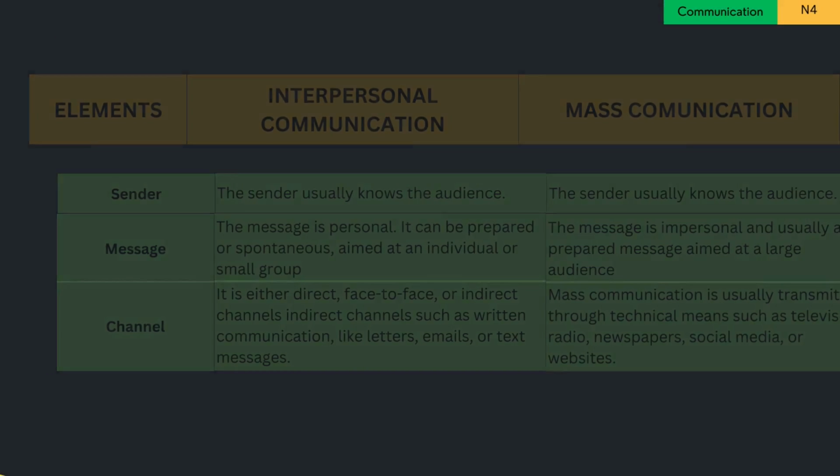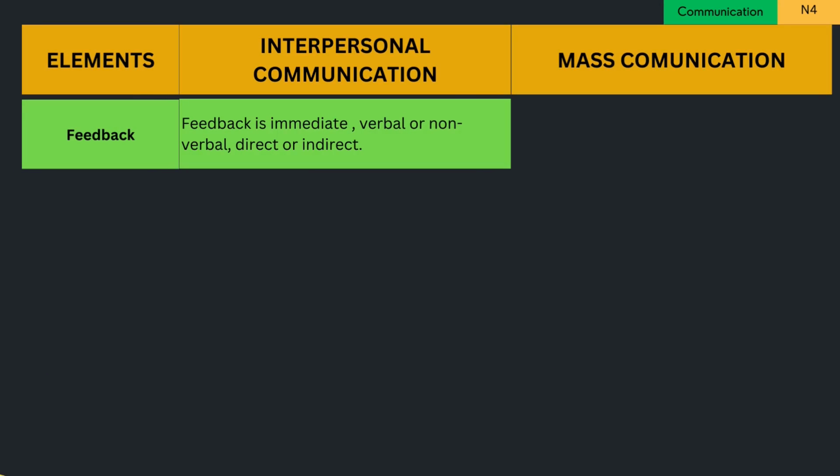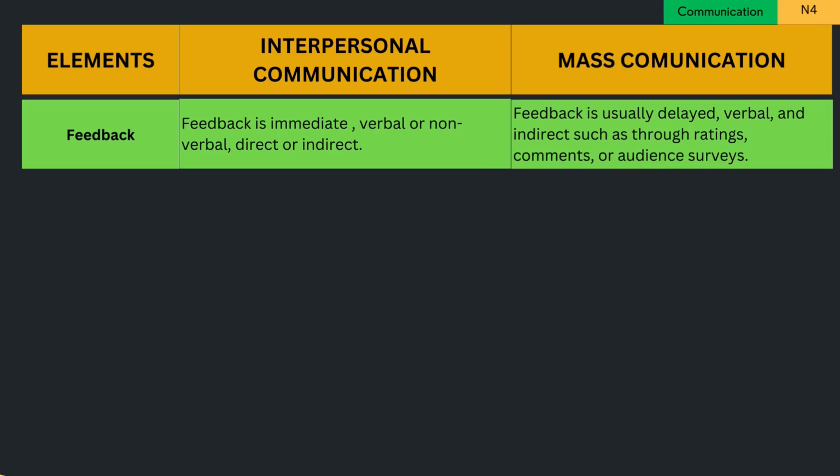4. Feedback. In interpersonal communication, feedback is often immediate and can be either verbal or nonverbal, direct or indirect, while in mass communication feedback is usually delayed, often verbal and indirect, such as through ratings, comments, or audience surveys.